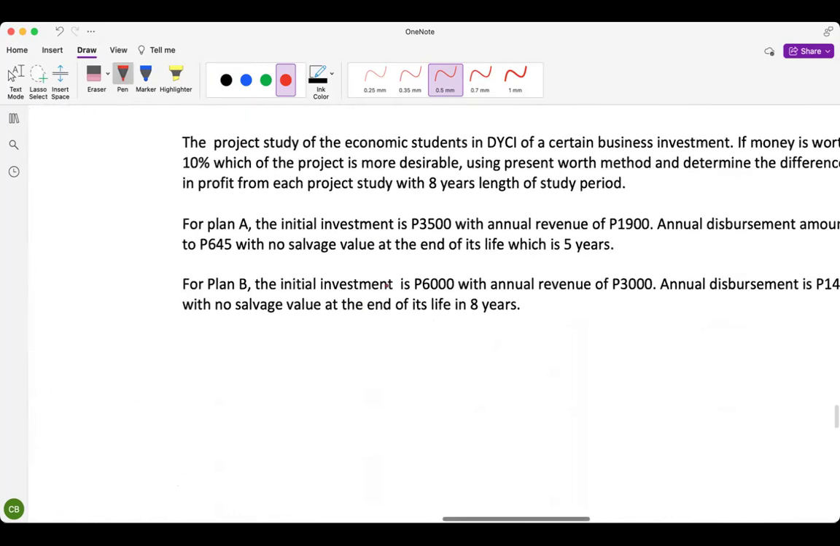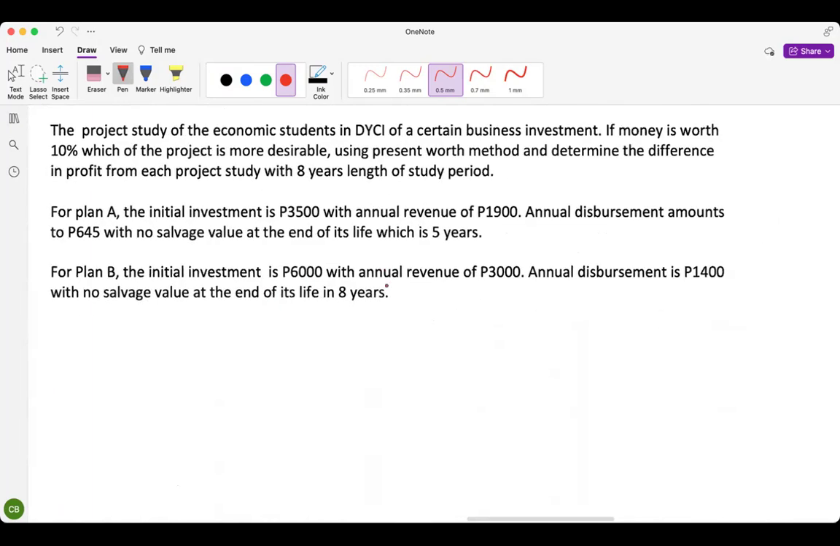For the project study of economic students in DYCI of a certain business investment, if money is worth 10% and the project is more desirable, using the present worth method, determine the difference in profit from each project study with an 8-year study period.